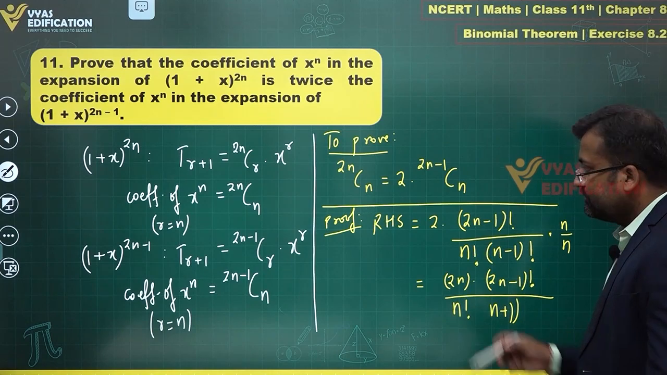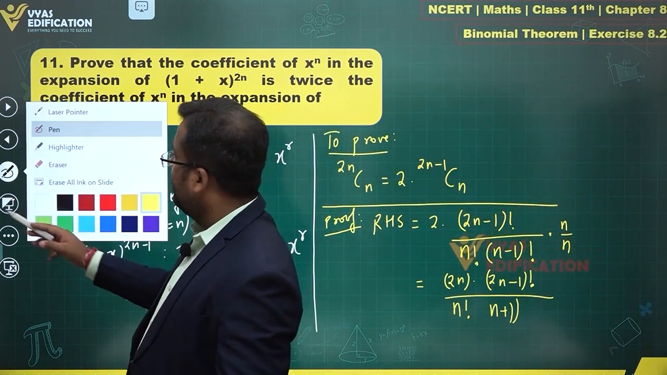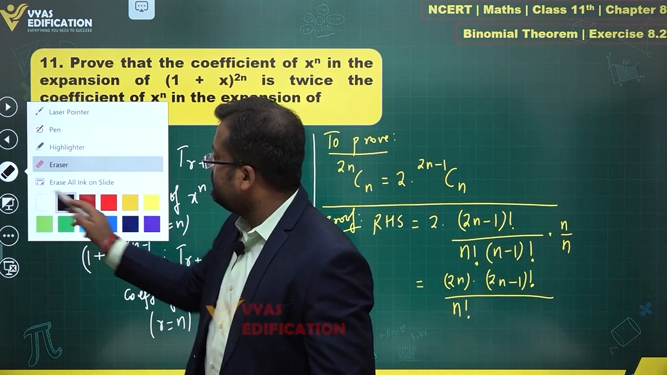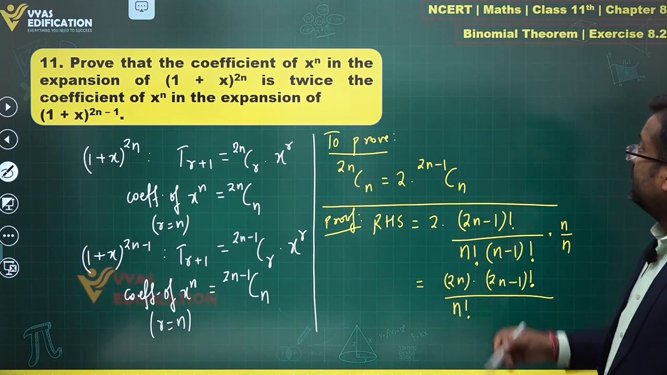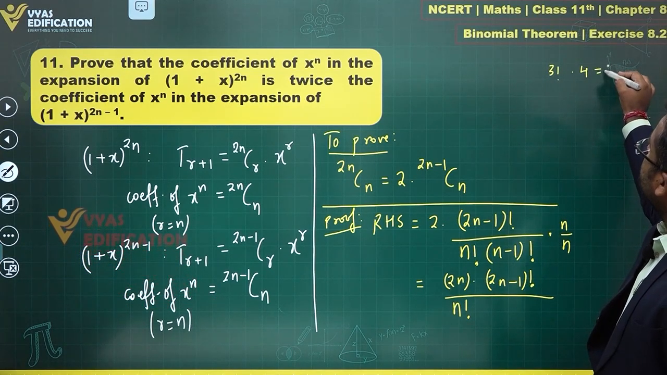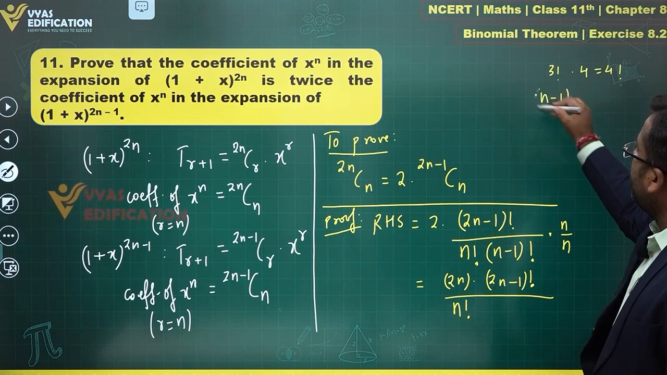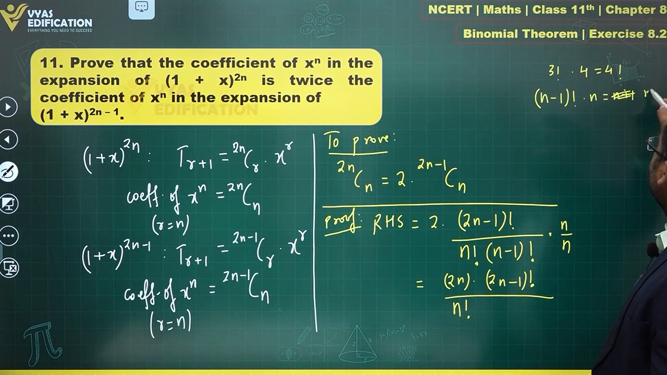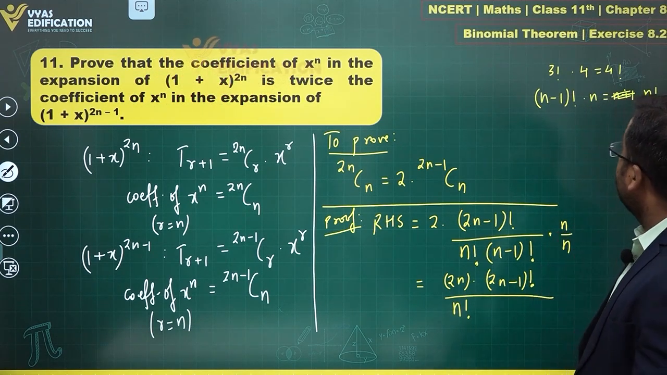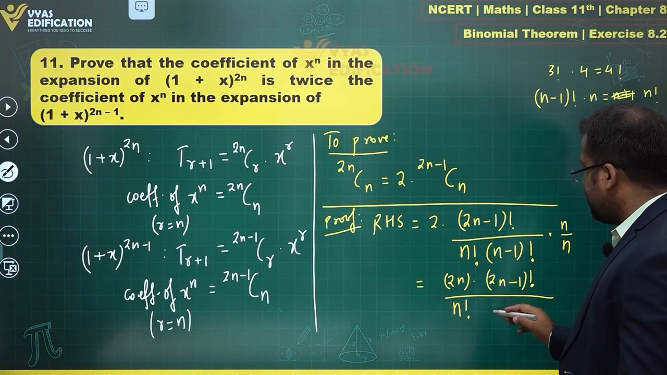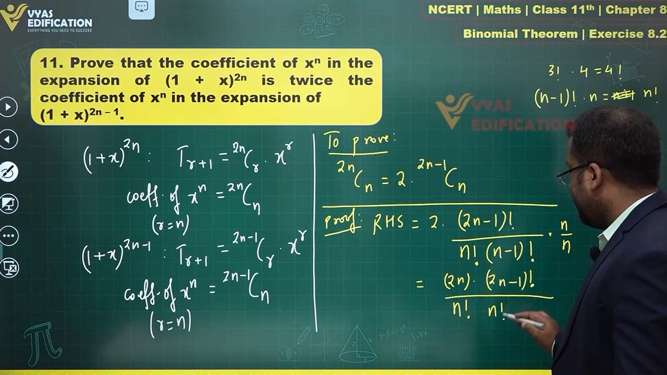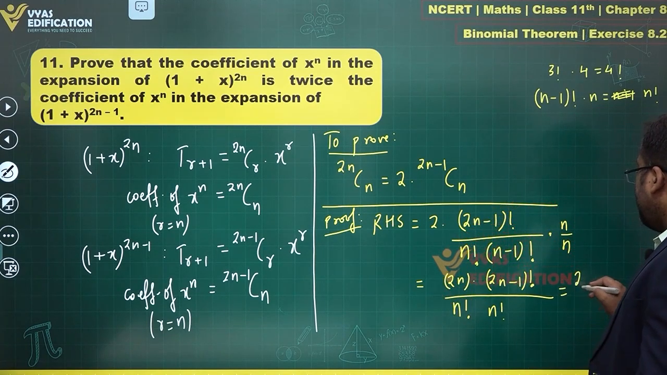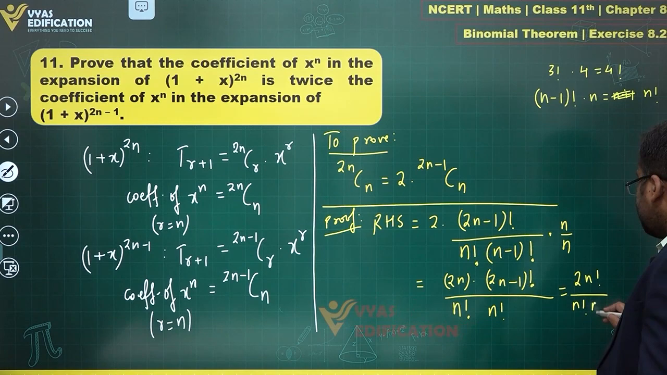Let's write it combined, and observe carefully. (n minus 1) factorial, basically 3 factorial times 4 will actually be 4 factorial, right? So (n minus 1) factorial times n is actually n factorial, not (n plus 1) factorial. Keep that in mind. So (n minus 1) factorial times n will be n factorial, right? And similarly (2n minus 1) factorial times 2n will actually be (2n) factorial. This is n factorial, this is n factorial.